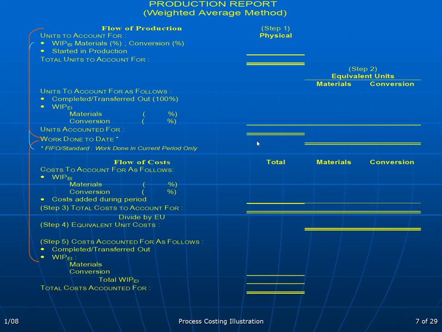Likewise, with costs, we do the same thing. We determine the costs we have to account for. Well, what are those costs? They're the costs associated with any beginning inventory that we might have, and they're the costs that are added during the period. What happens to those costs? Those costs are assigned to the units, and we already determined that some of those units were transferred out and some of those units are ending inventory. So we cost those units, and that's how we account for these costs.